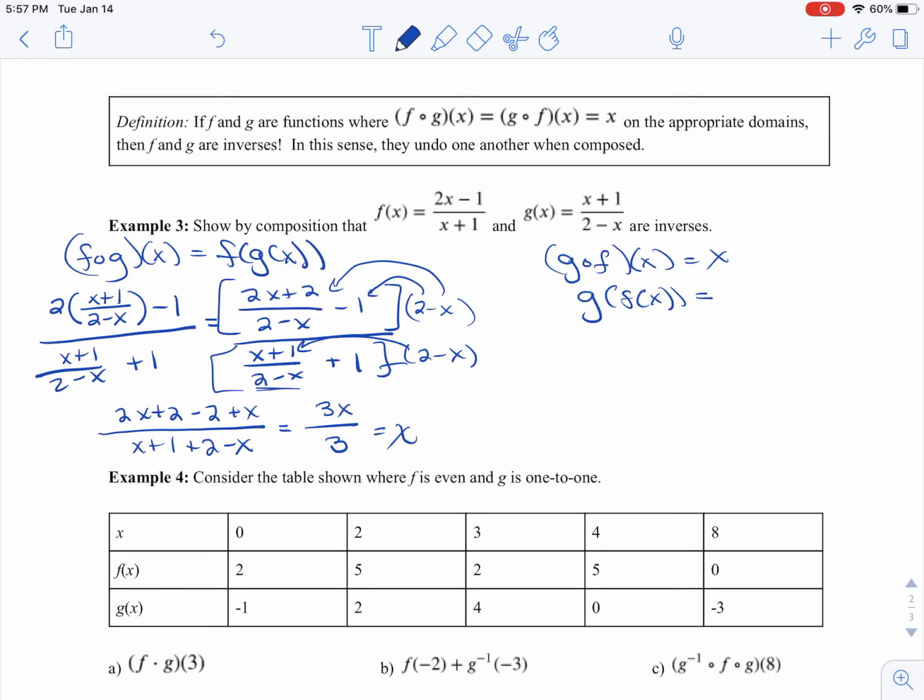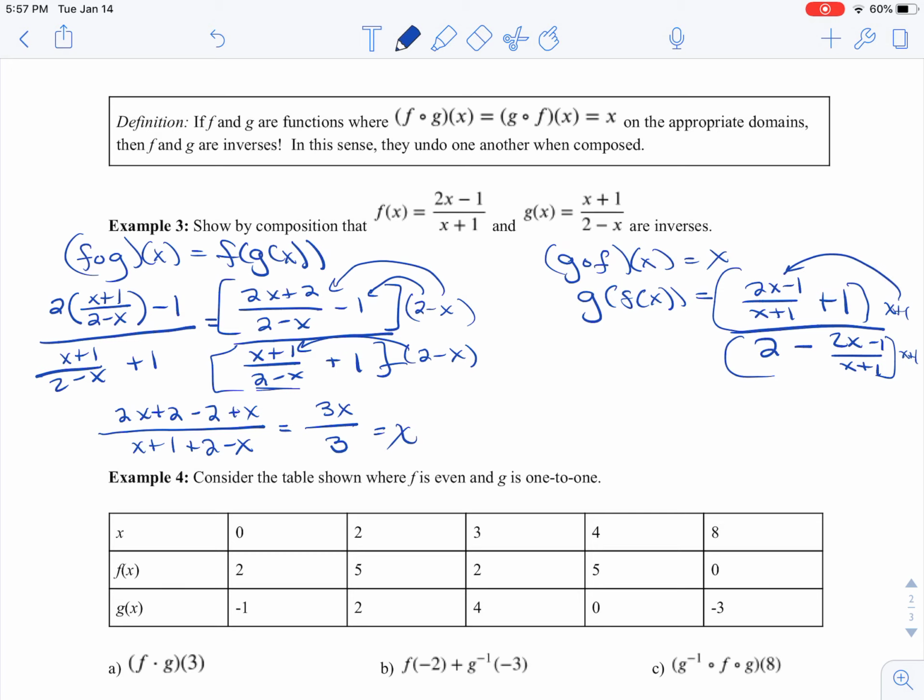Similar process. So we'll have 2 times x minus 1 over x plus 1, over 2 minus x minus 1 over x plus 1. Okay, and same idea as before, I'm going to multiply the numerator and the denominator by x plus 1. I want to get rid of those denominators.